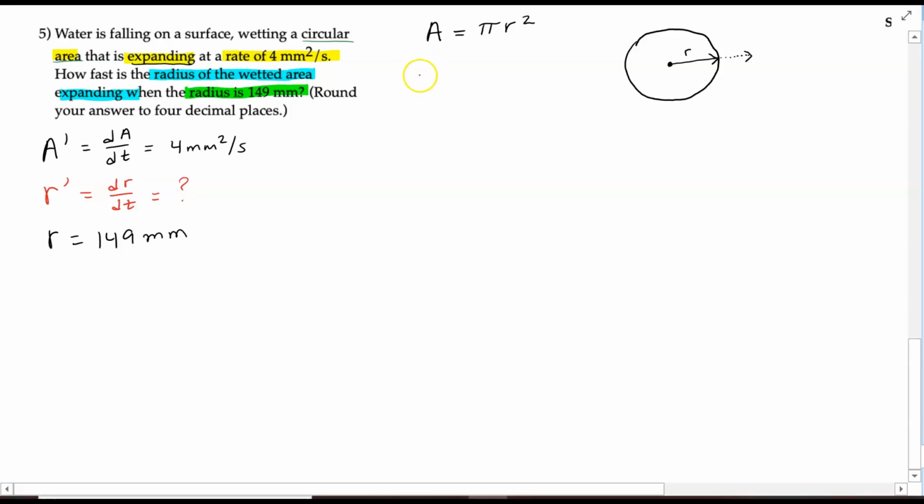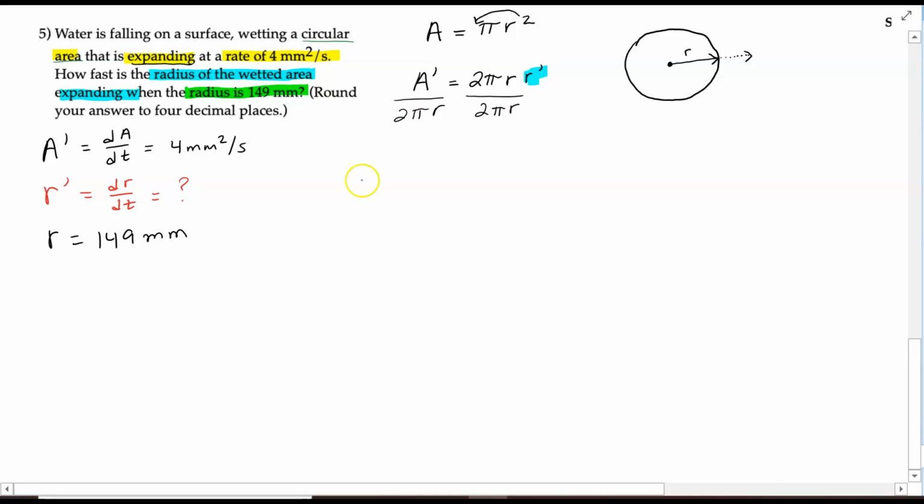So the derivative of A is going to be A prime. Pi is a constant, so that's going to stay there. But the r is not. We bring the power down, so we're going to say 2 pi r, and then r prime. I'm solving again for r prime, which I'm going to highlight once more in blue. So I want to isolate that, and in order to isolate it, I've got to divide both sides by 2 pi r.